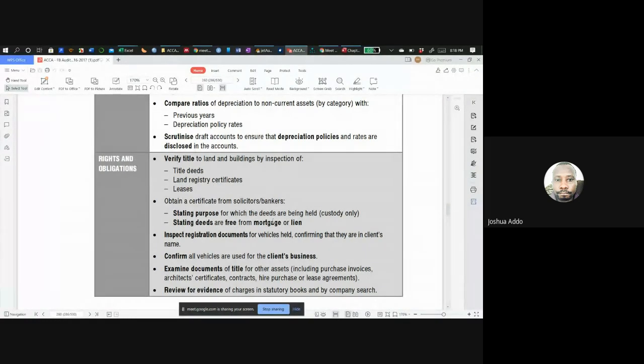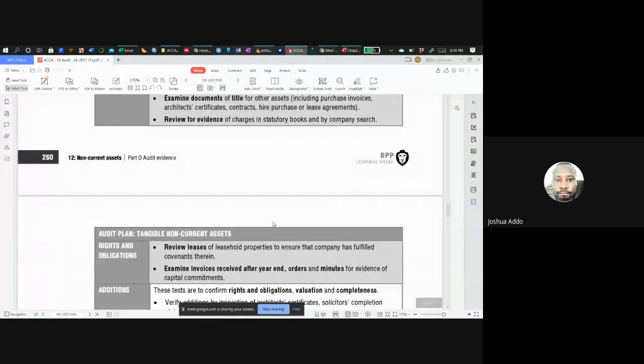In that case, substance over form applies. That vehicle can never be recorded as a non-current asset for the organization. These are the issues. Examine documents of title for other assets, including purchase invoices, architect certificates, contracts, hire purchase, or lease agreement. Review for evidence of charges and statutory books, and by company search.